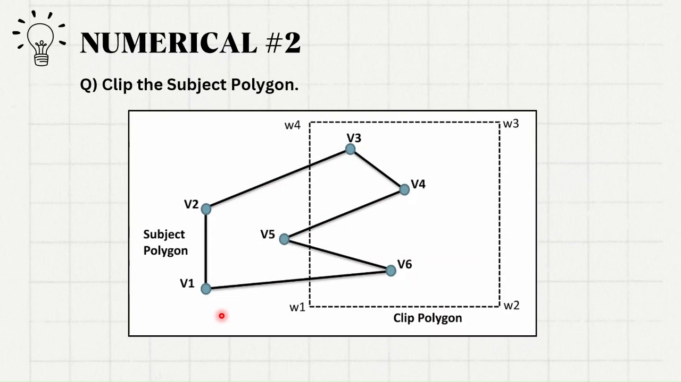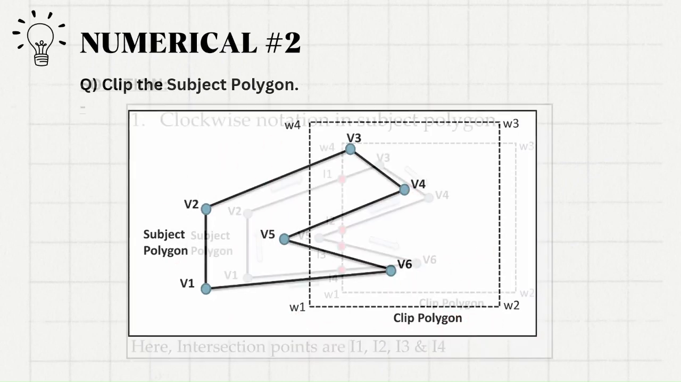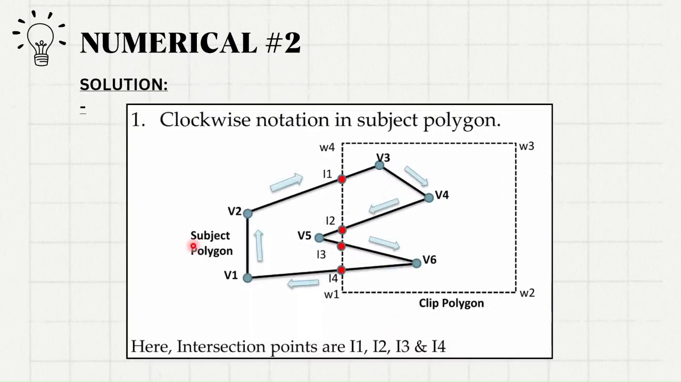So this is our question. Let's understand the algorithm better with it. So the subject polygon, as I said, is just the normal polygon we are given, and the clip polygon is nothing but the clipping window. Okay, so let's solve this numerically. The first step is clockwise notation of the subject polygon: V1, V2, all the way till V6, back to V1 again. Intersection points with the clip window are noted I1 to I4.